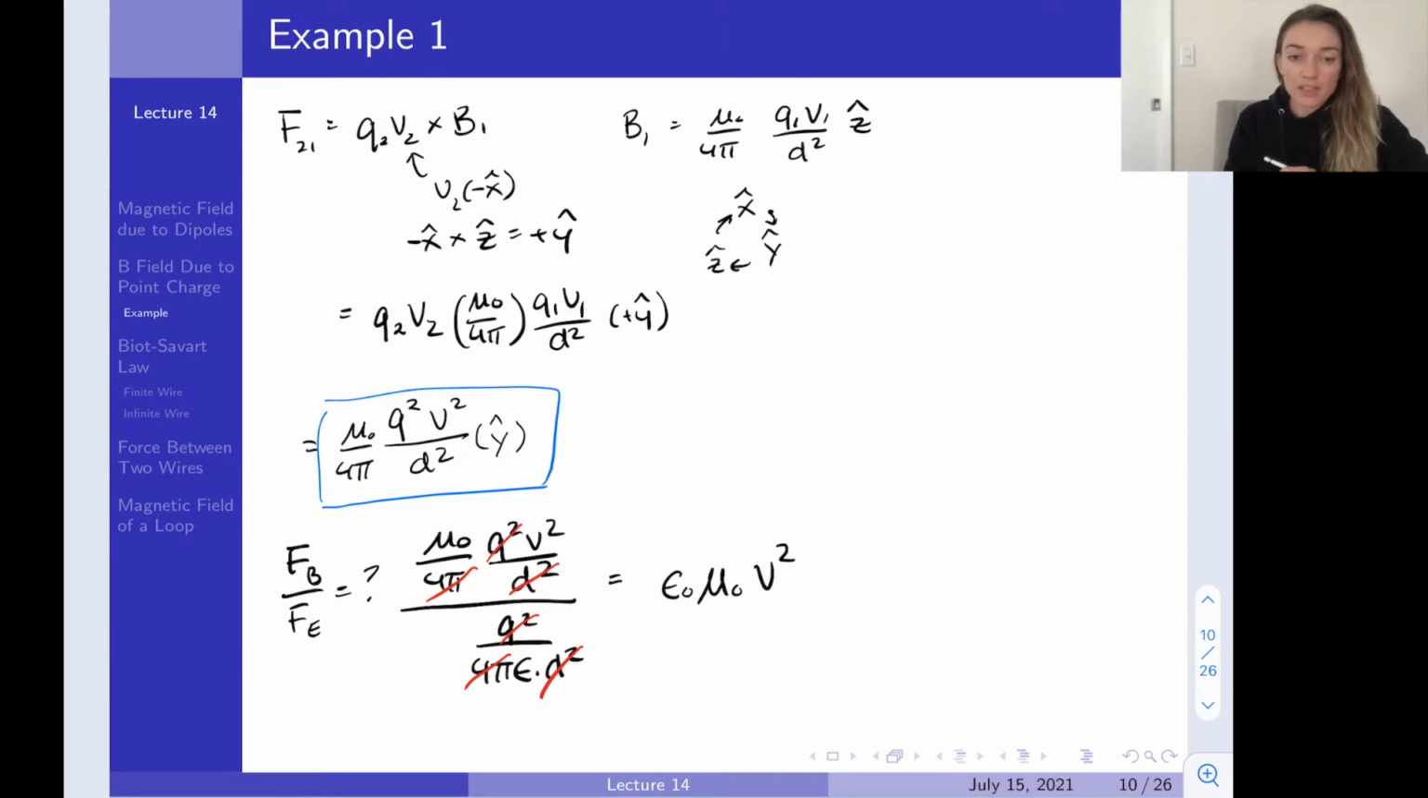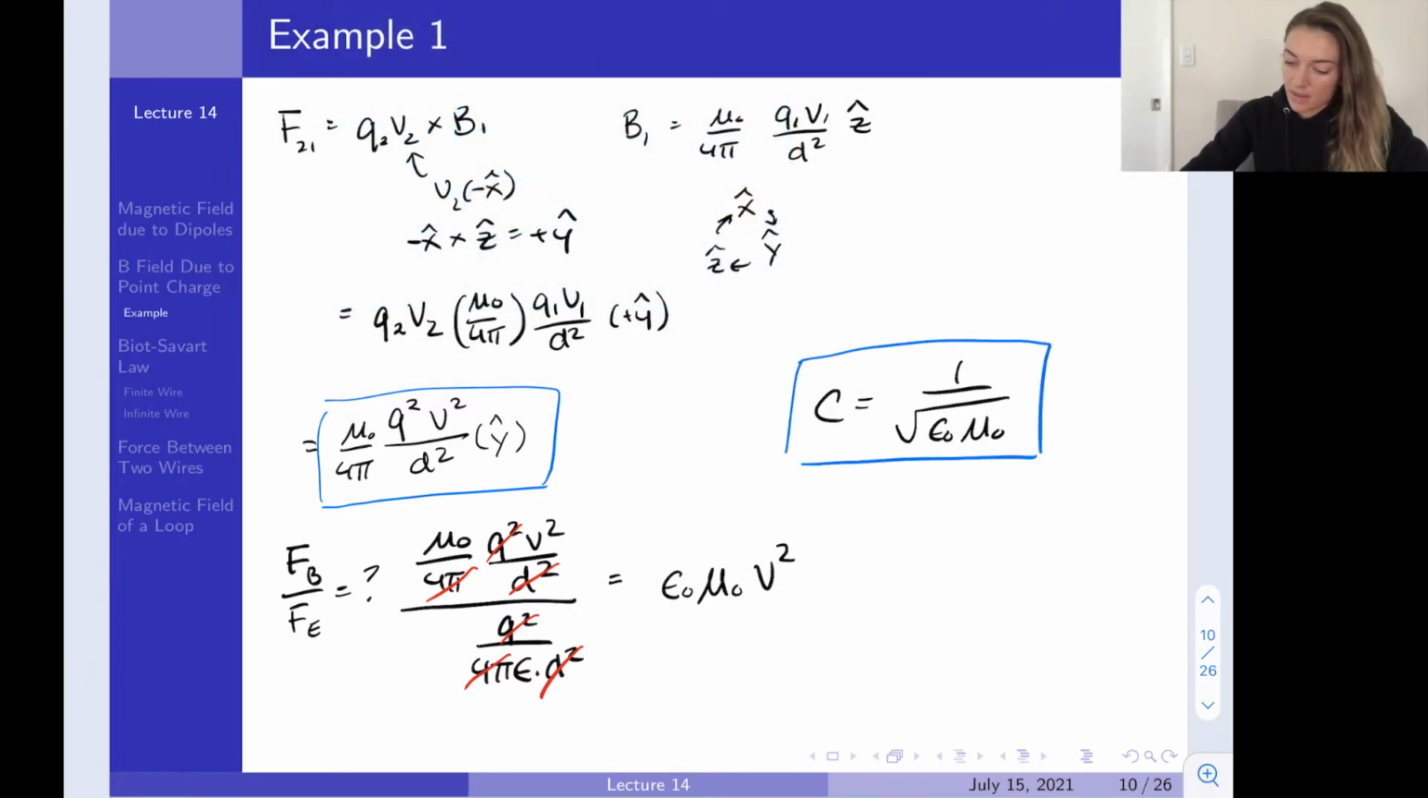So epsilon naught times mu naught is actually very significant because the speed of light is given by the square root of epsilon naught times mu naught. So this is actually 1 over the speed of light squared.